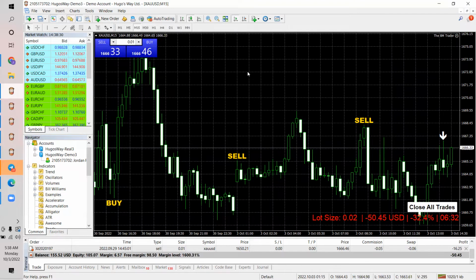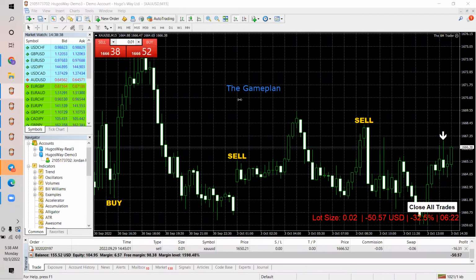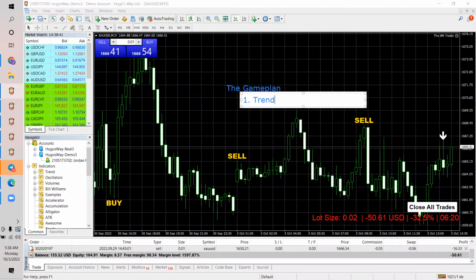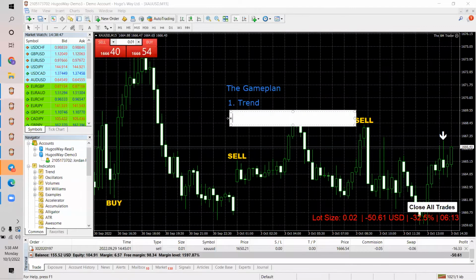Now, let's talk about our game plan, or what has the game plan been for the last 20 days that we've been doing this? Well, the game plan is simple. We find the trend. Just write this right here. Okay. We find the trend. Then we get the risk management down.